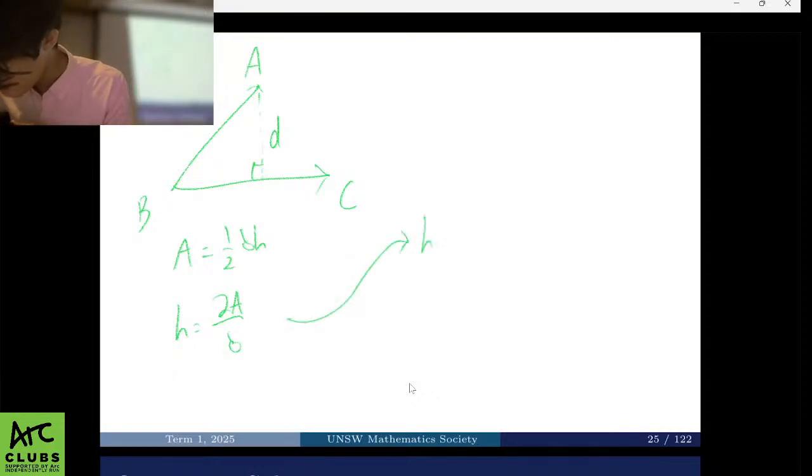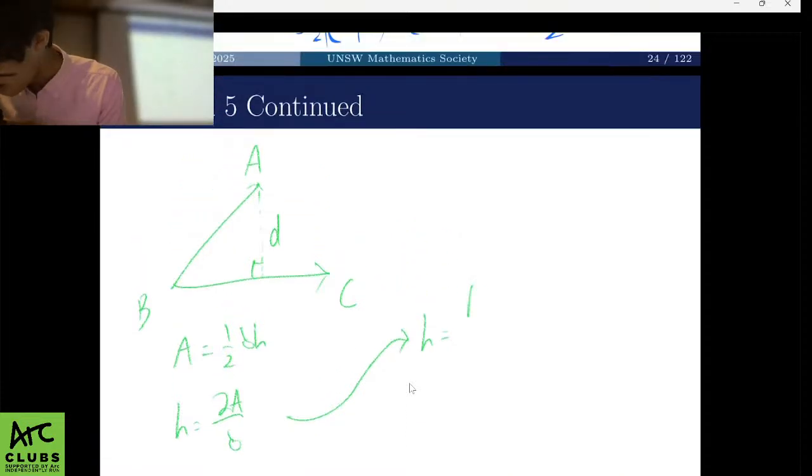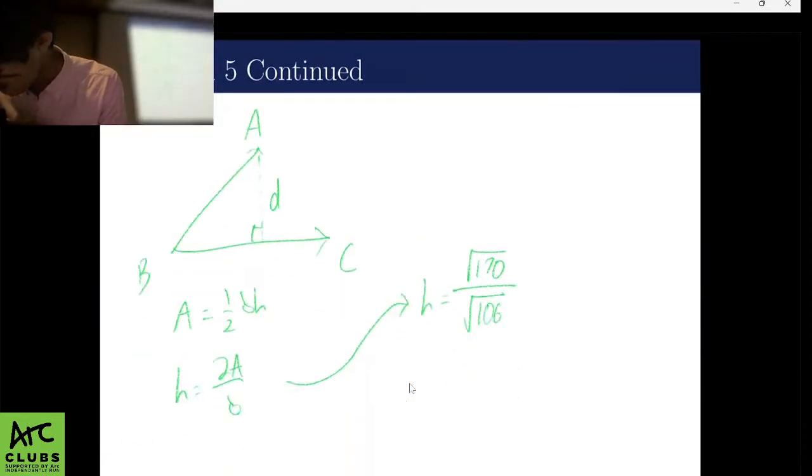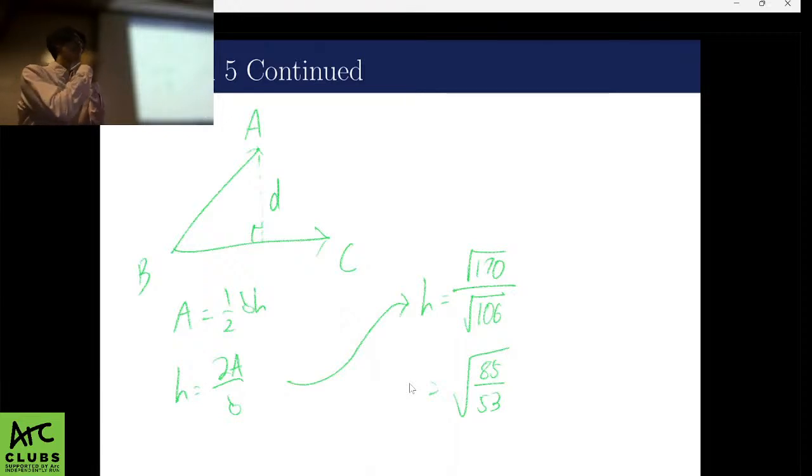Now, what is A? Well, we know that to be root 170 on 2. And what is B? Well, we know that to be the magnitude CB. And so what I essentially get is H equals root 170 over root, what was CB? That was root 106. So if we simplify that, we get root 85 on 53. And then that becomes our height, just by simply reverse engineering the area equals half times base times height formula. It's the easiest and the quickest method to approach this question based upon the previous parts.